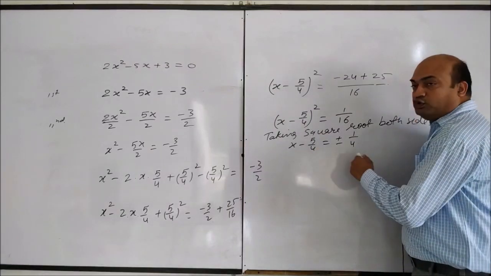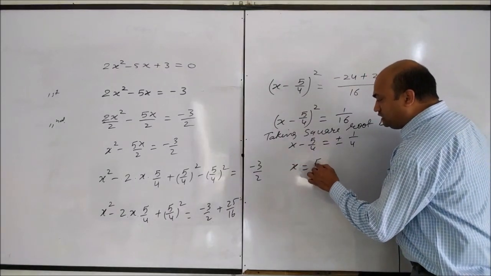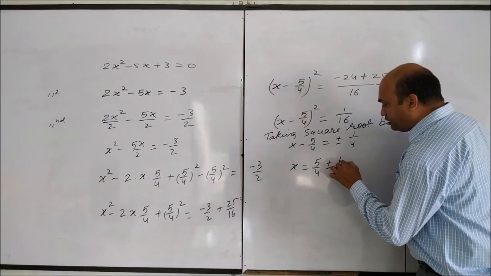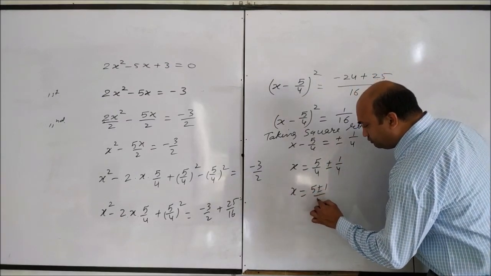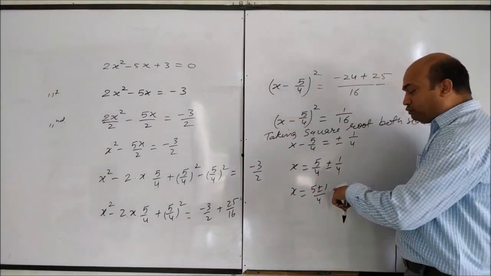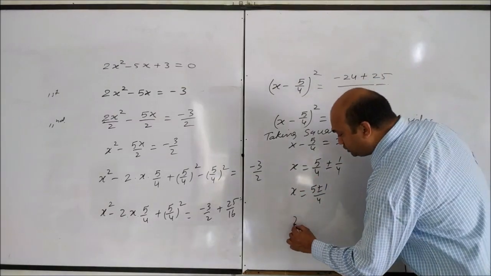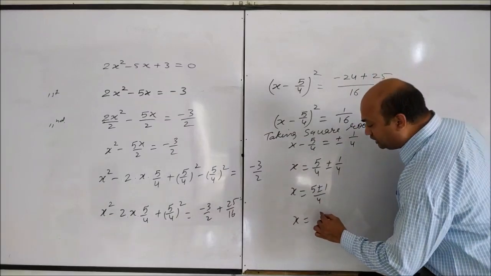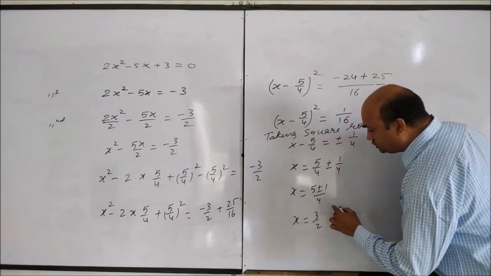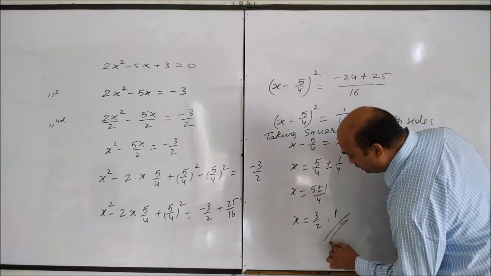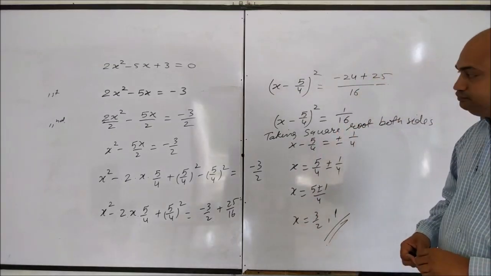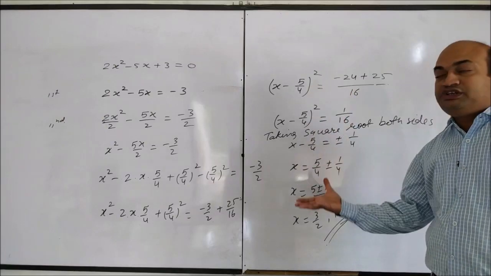Now this 5 by 4 we shift here. So it is x is equal to 5 by 4 plus minus 1 by 4, or x is equal to 5 plus minus 1 by 4. Once we take positive sign and once we take negative sign to get the two values of x: 3 by 2 and when you take minus sign, 1. These are the two values you will get. Okay. This is completing the square method.